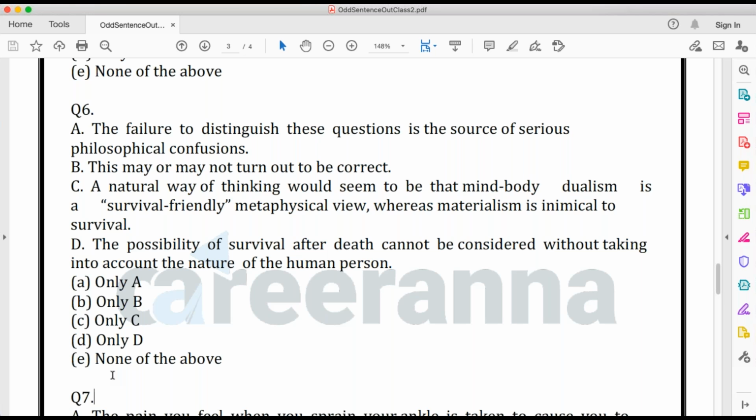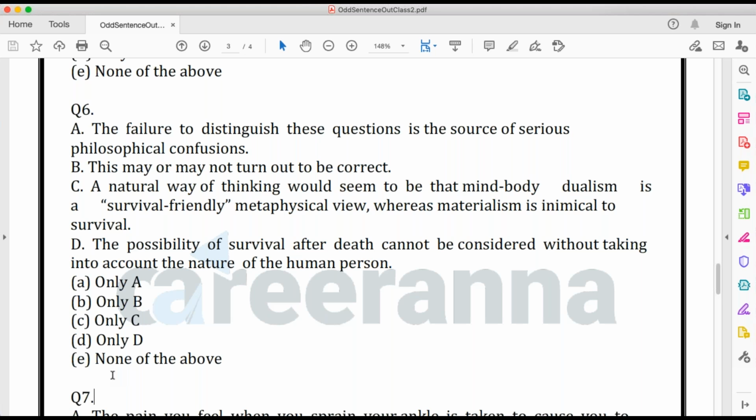A metaphysical view or a materialism thing or the possibility of survival after death, this may or may not turn out to be correct, right? So B is related to C and D, but the word "these questions" being talked about in sentence number A is in no way linked to B, C, and D, because none of the sentences B, C, and D are talking about questions as such. So my odd sentence out will be sentence number A.